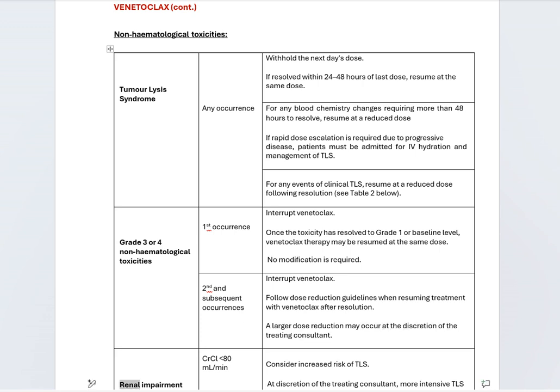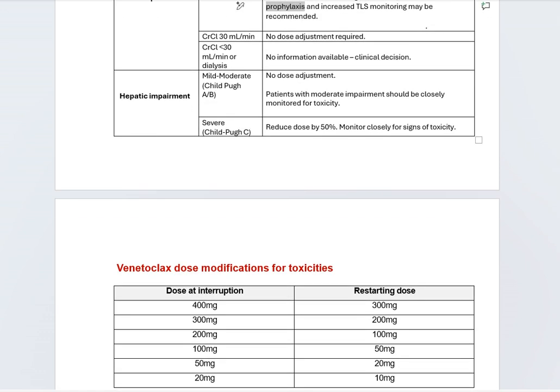Renal impairment. CRCL less than 80 ml/min. Consider increased risk of TLS. At discretion of the treating consultant, more intensive TLS prophylaxis and increased TLS monitoring may be recommended. CRCL 30 milliliters per minute or more, no dose adjustment required. CRCL less than 30 ml/min or dialysis, no information available. Clinical decision.